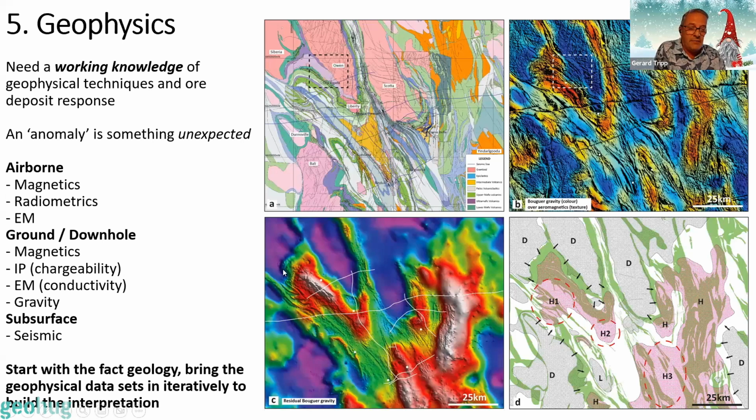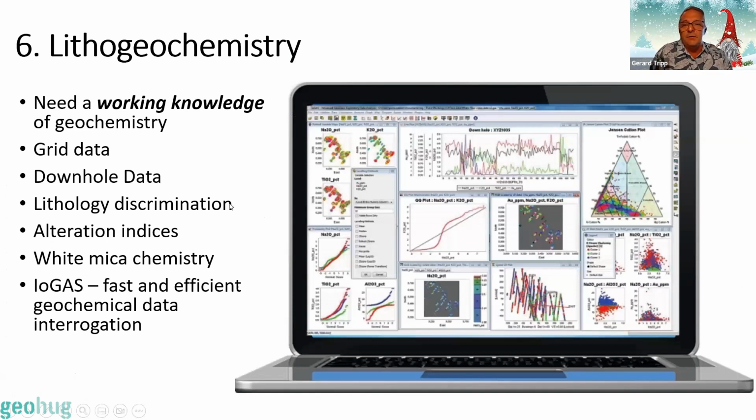So these big gravity features down through here, they're not anomalous. They're sitting under big gravity highs, sitting under thick sequences of mafic and ultramafic rocks. That's entirely expected. Okay, finally, lithogeochemistry.